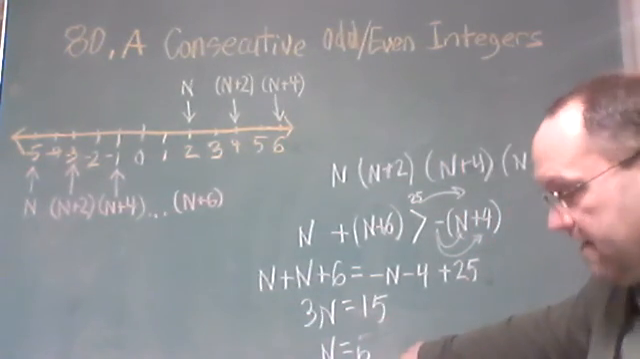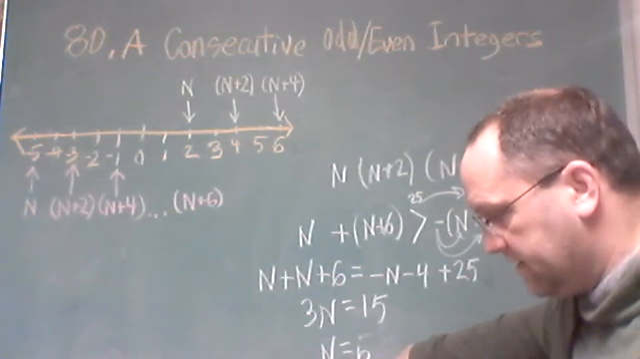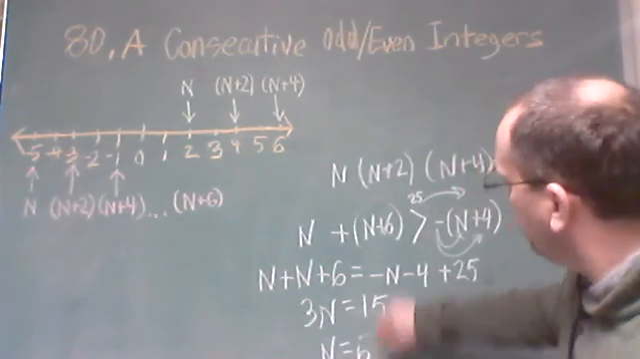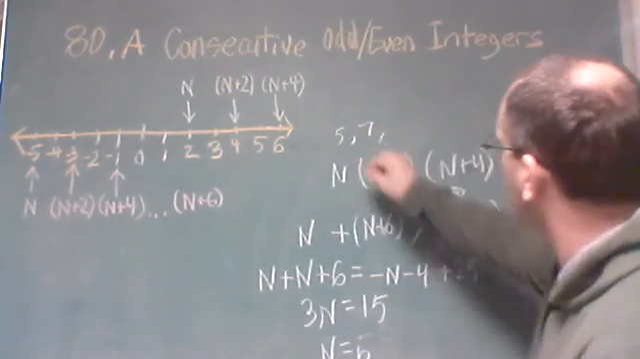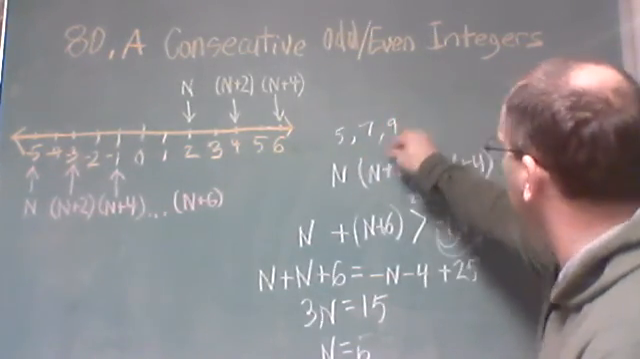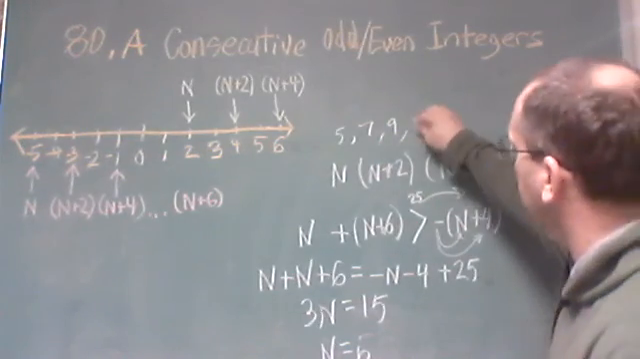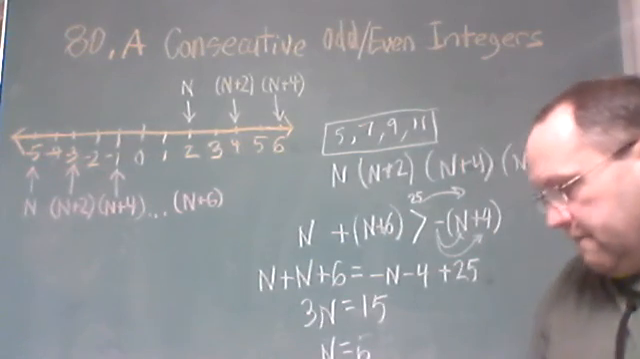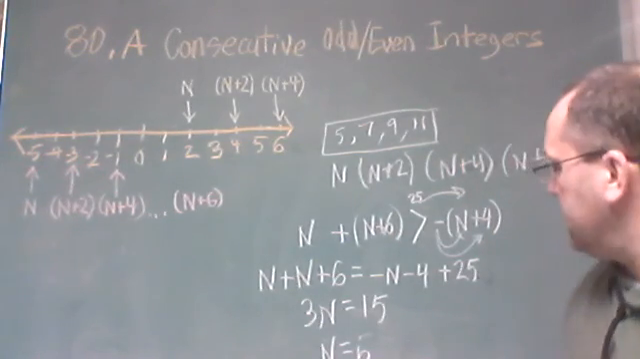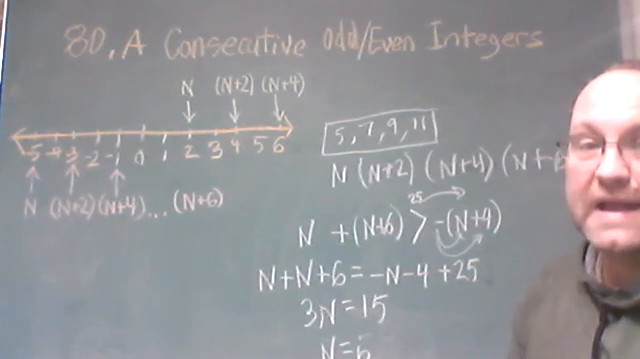And again, that is my first number. That's 5. The next one would be 7. The next one would be 9. The next one would be 11. Okay, this is my answer for that problem.